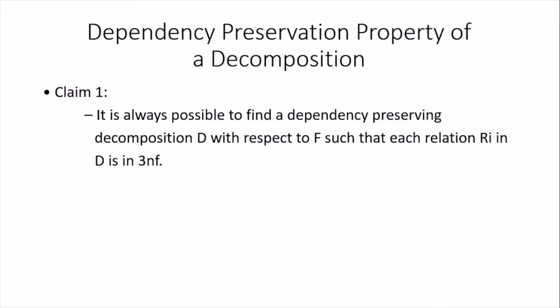But we cannot guarantee the dependency preservation property in BCNF. So for converting this relation to BCNF, we need to perform some decomposition. At that time you cannot guarantee that the dependency preservation property will be there. But it is always possible to find a dependency preserving decomposition which is in 3NF.